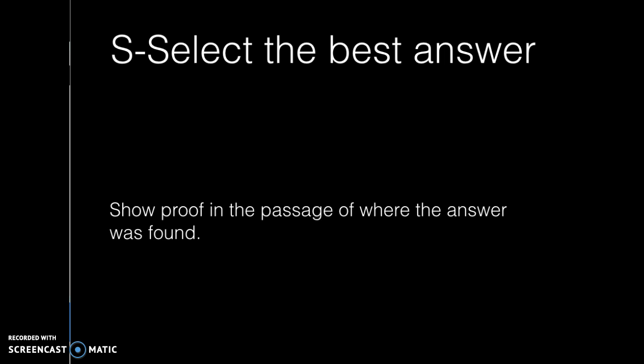The letter S. Select the best answer. You must show proof in the passage of where the answer was found. I tell my students, make sure you go back and find where you found the answer in the passage. Some students, I said some, have a tendency of being lazy and just answering whatever comes to mind first without actually looking at what the passage or the question is saying. So again, I understand kiddos, they get lazy just like we do sometimes. So we must remind them constantly.